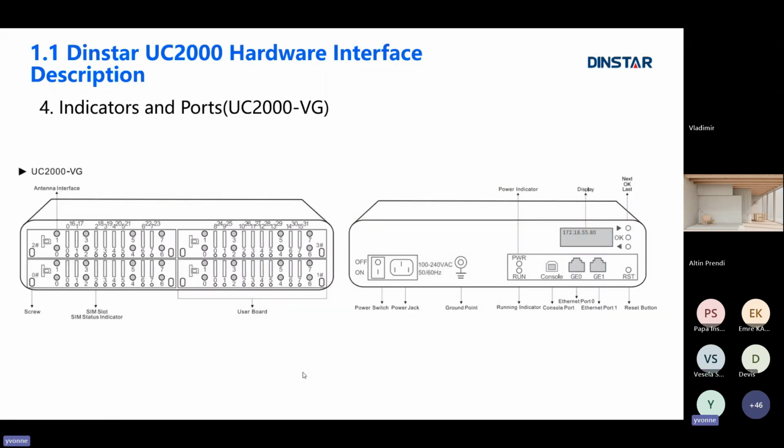And for the UC2000 VG, with 32 SIM modules, you can see here there is an extra LED display. It will show the IP address of the device. Sometimes the device IP will be forgotten, so it's a good way to record it.